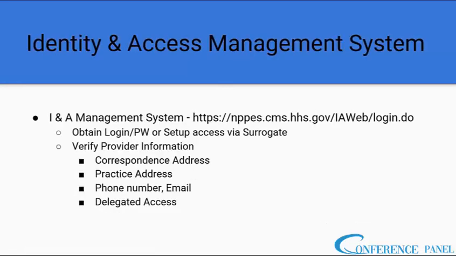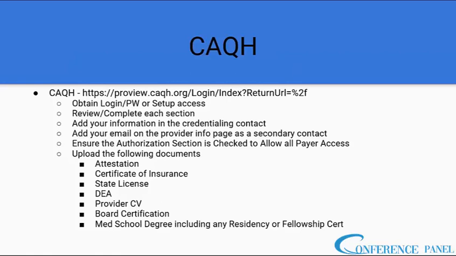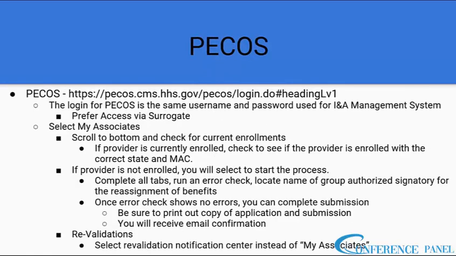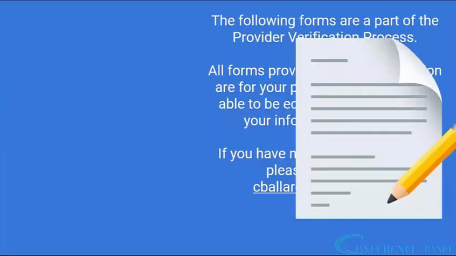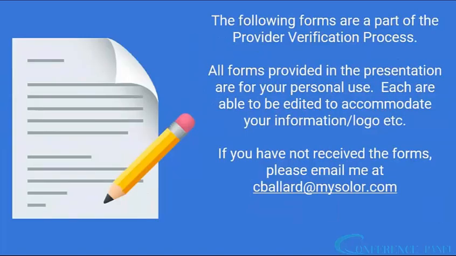Moving on to the INA system, this is the login for that. CAQH, this is the direct link to CAQH. Make sure that you have the following documents uploaded in the document portion, that you have this CAQH attestation in there. With PECOS, this is the Medicare credentialing system. This is the login.